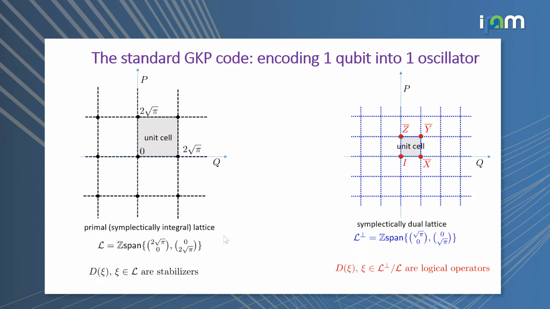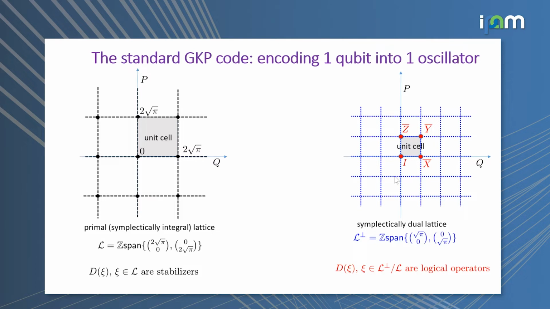Okay, so let me make this a bit more concrete using the standard GKP code. Here we start with these two basis vectors of the lattice, and the dual lattice turns out to have half the lattice spacing. So the ratio of volumes is 4. If you take the square root, you get the two-dimensional encoded space, so this encodes a qubit. What you can also see here is that displacements by this amount correspond to logical X, Y, and Z operators on this encoded qubit.